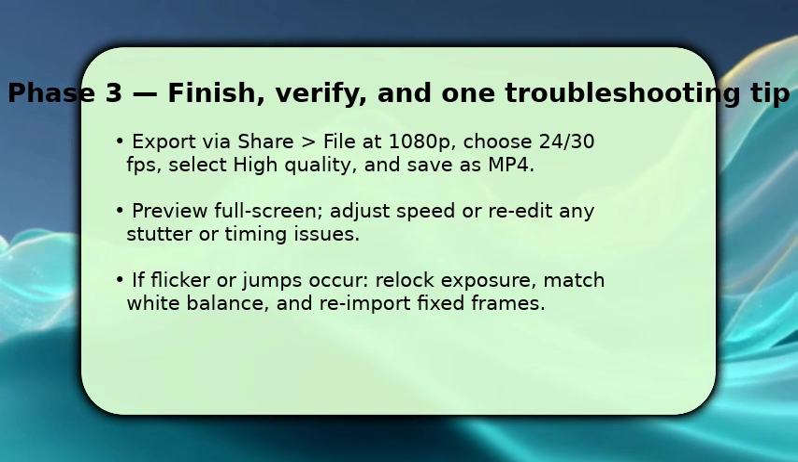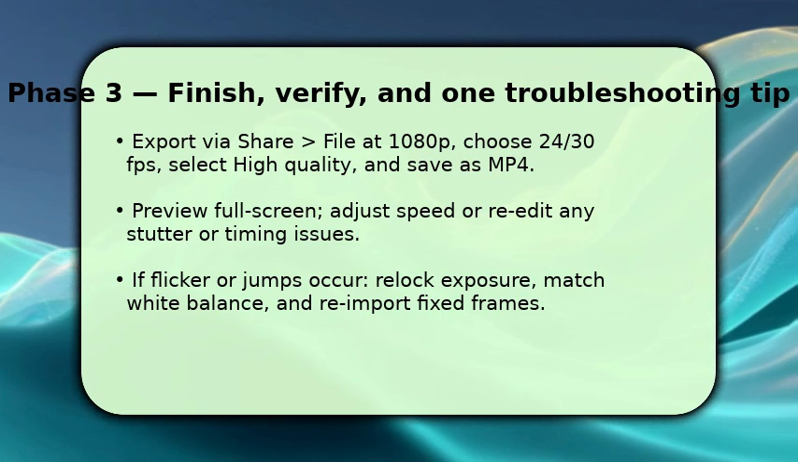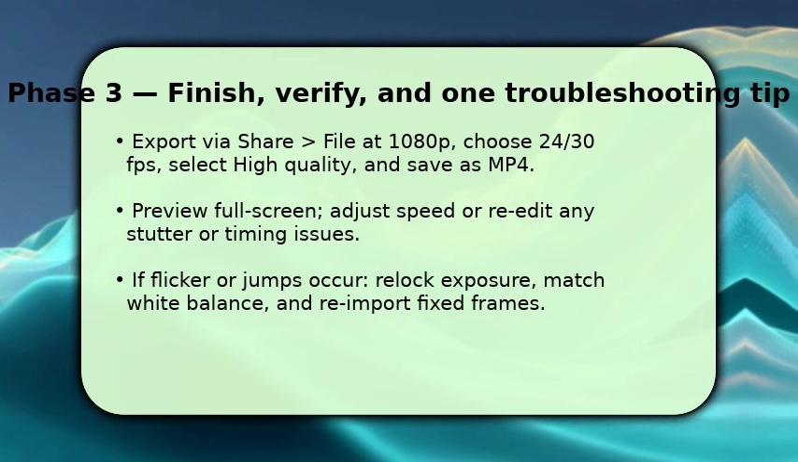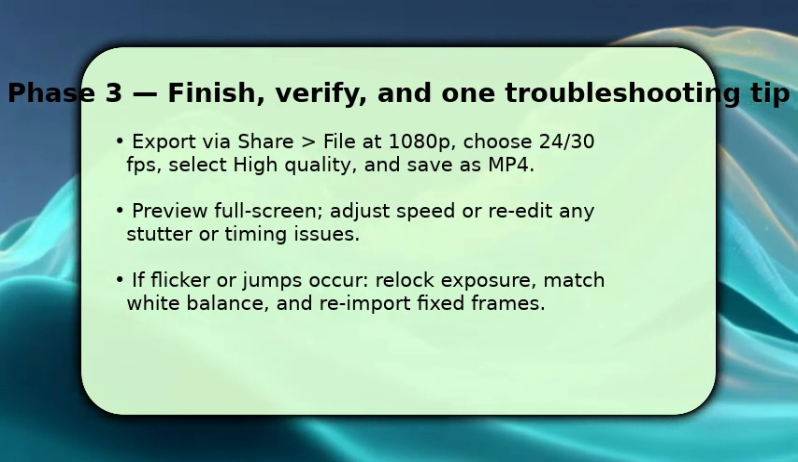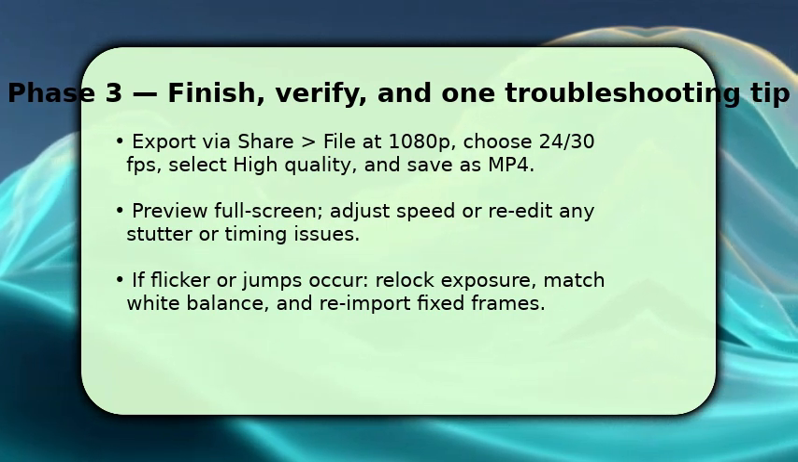Finish by exporting your sequence. Choose Share File, pick 1080p and a matching frame rate like 24 or 30 FPS, select High Quality, and save as an MP4. Once exported, watch full screen to confirm smooth playback, because small timing problems are easier to spot this way.